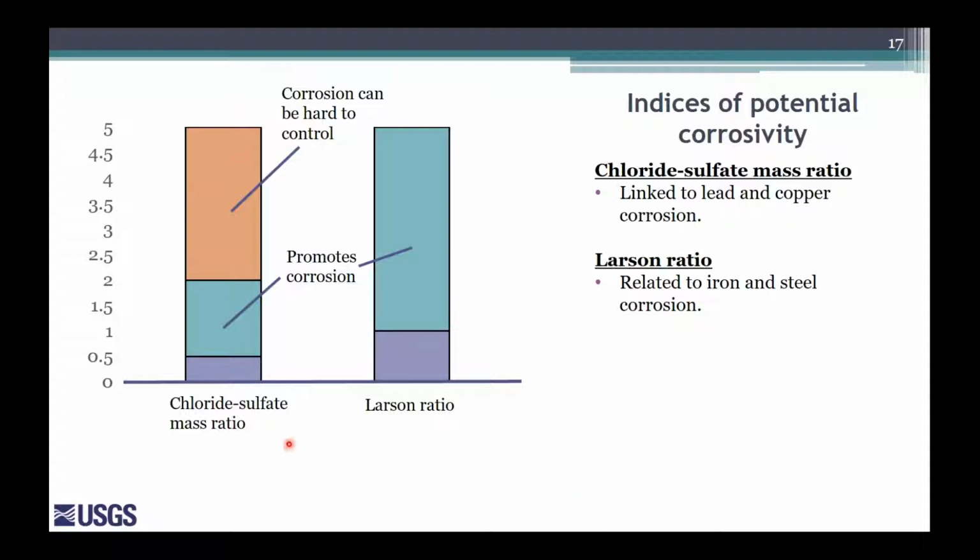And just so we're all on a similar page here, so we have a sense of the magnitude of these indicators that's important. A chloride to sulfate mass ratio of greater than 0.5 has been shown to promote corrosion in drinking water facilities. And when it gets above 2, there's a phenomenon where it can actually be difficult to control corrosion through conventional means. A Larson ratio above 1, on the other hand, promotes the corrosion of iron and steel.